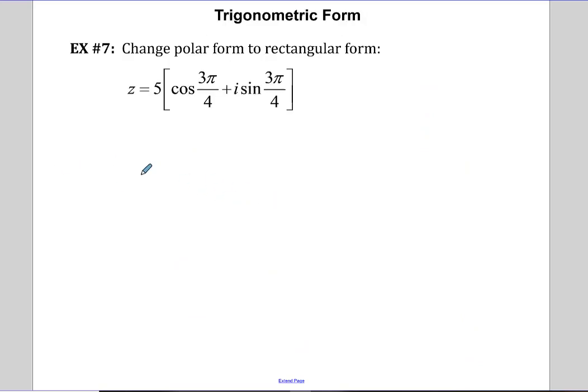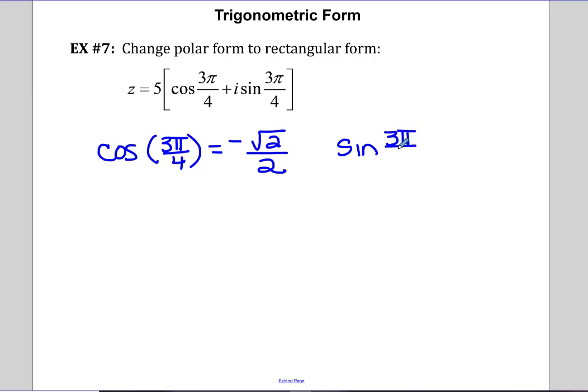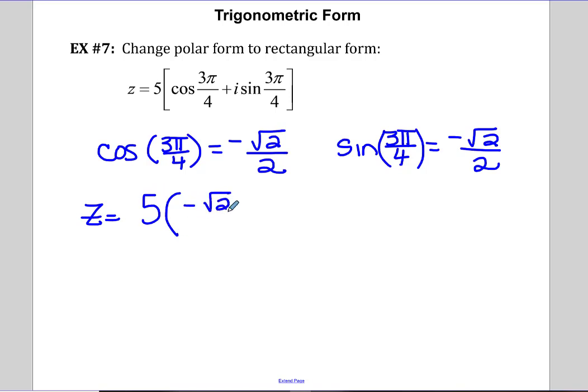So this is just the same thing. We're just going to go backwards. So looking at it, we know we need the actual cosine value of 3 pi over 4. And that's in quadrant 3, so it's negative square root of 2 over 2. And then likewise, the sine of 3 pi over 4. Again, that's a 45-degree angle, so they have the same values. So converting that, we have z is 5, and we're multiplying negative square root of 2 over 2, plus, we got the I in there, I times negative square root of 2 over 2.